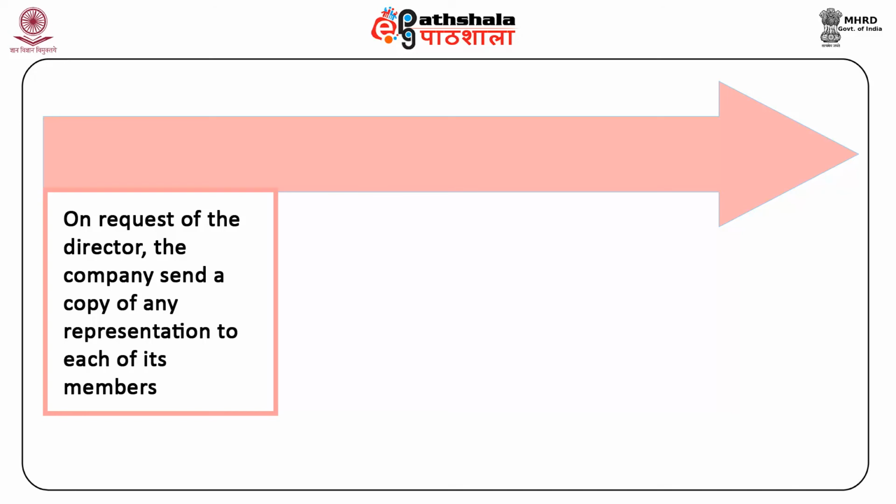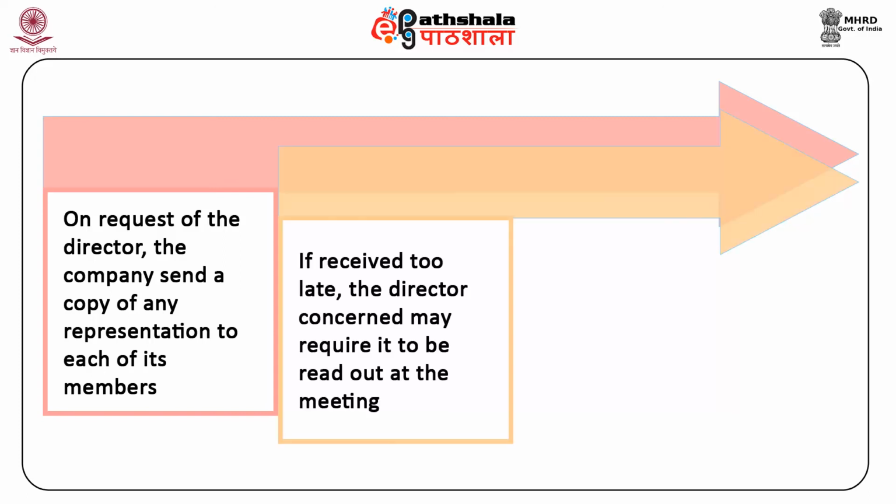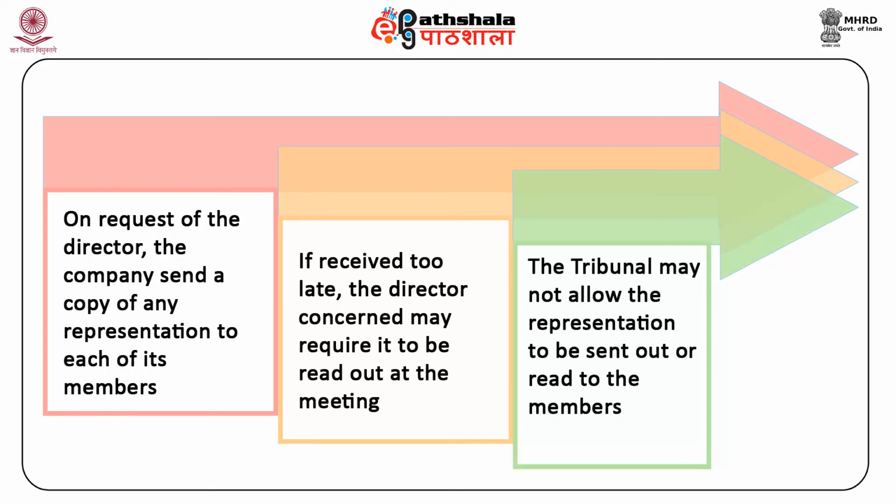In case the copies of the representation could not be sent to the members because it was received too late, the director concerned may be required to read it out at the meeting. The tribunal may not allow the representation to be sent out or read to the members if, on an application of the company or any member, it is satisfied that the rights conferred by law shall be abused by the director concerned in securing needless publicity for the defamatory matter.